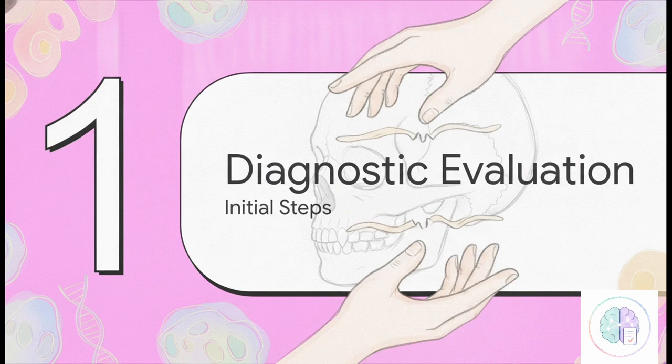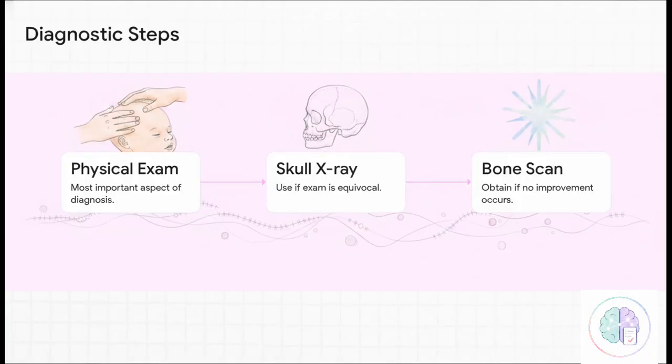All right, Section 1, Initial Diagnostic Evaluation Steps. Let's look at where it all begins. So the diagnostic order of operations always starts with a physical exam. Hands down, this is the most important diagnostic aspect. Now, if the exam is equivocal, we move to Step 2, which is a skull X-ray. During this time, you want to prevent the infant from laying on the affected side for several weeks. If there's still no improvement, we proceed to Step 3, a bone scan. And just a quick heads up here, refractory positional flattening can actually take up to 2 full years to correct.